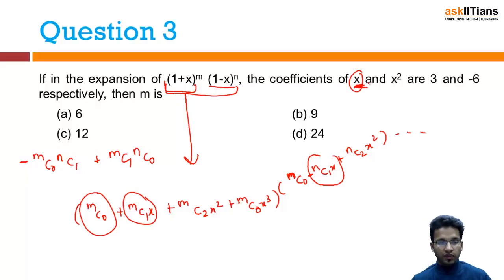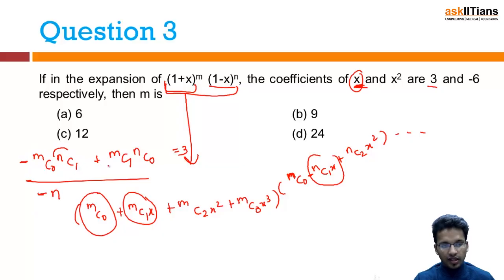There is no other possible way. So this thing you will equate to 3. Now again, mC0 will be 1, this will be n minus n basically, and this will be m only. mC1 is m. By now you must be figuring that out. So this will be one equation.